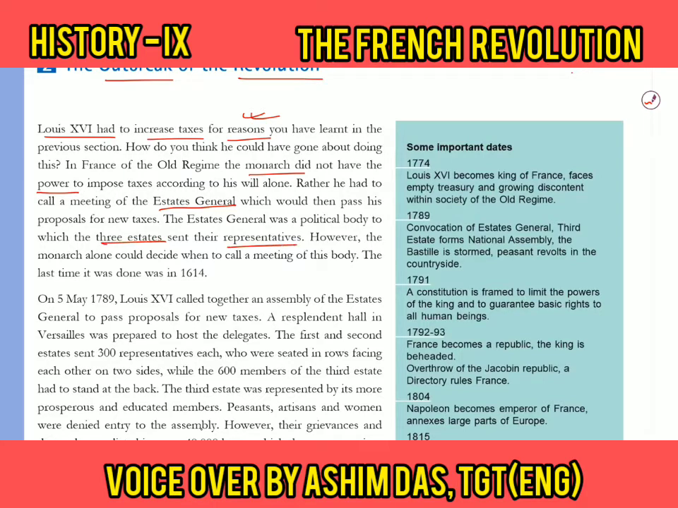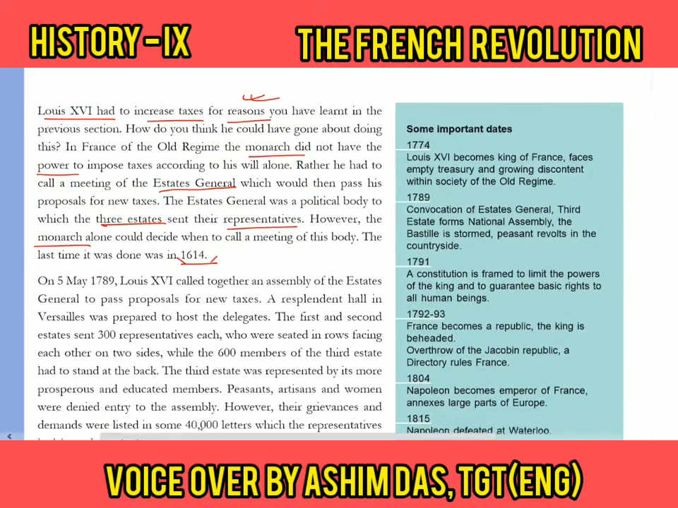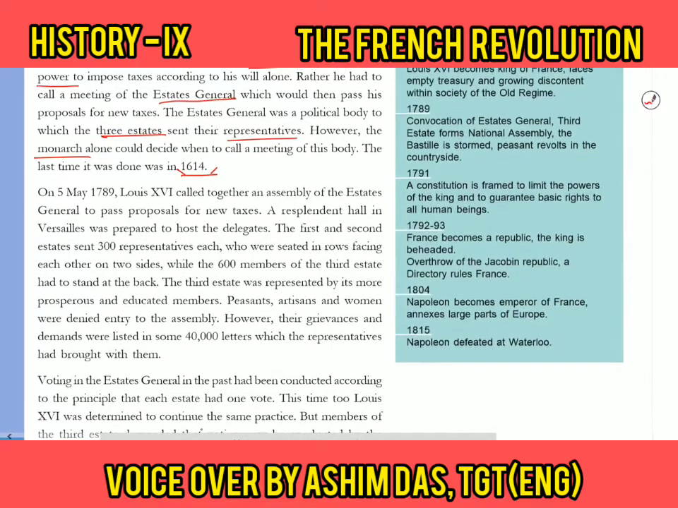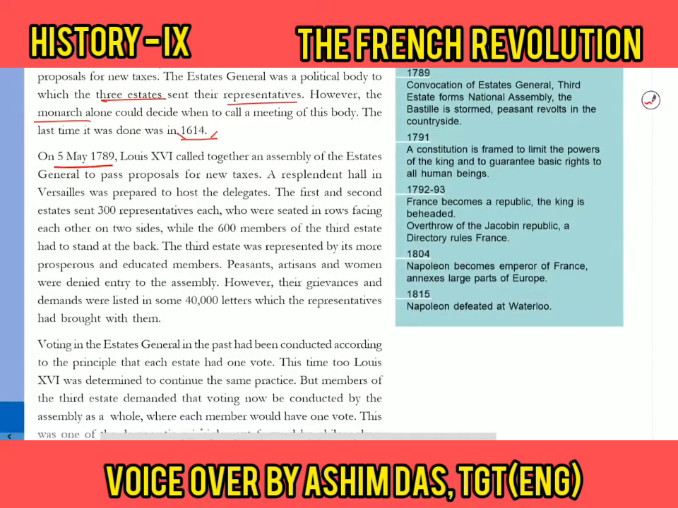The Estates General was a political body within this government, and the three estates sent their representatives and they had votes. However, the monarch alone could decide when to call the meeting of this political body. The last time it was done was in the year 1614, a long time back, more than 100 years ago.